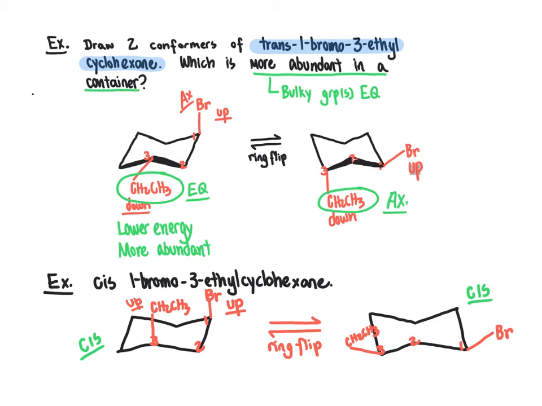And now we can ask ourselves that question that we did up top about which of these is more abundant within a container. And looking at these two structures, in the structure on the left, both of the bulky groups are axial. That's not particularly stable. If we look at the structure on the right, lower side, both of the groups are equatorial. That's going to be very, very stable. So this is super low in energy. And therefore, it is definitely going to be the preferred conformation of these two chairs. So this is going to be the more abundant.